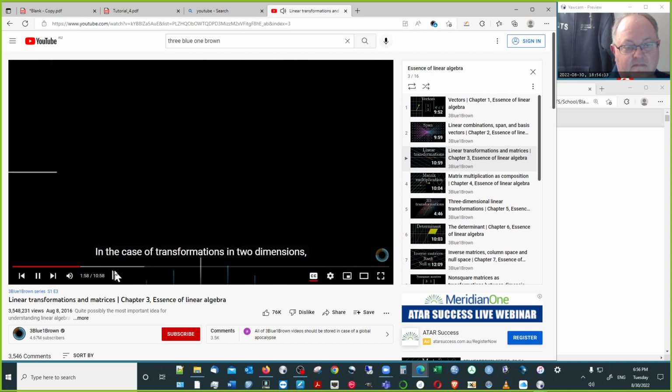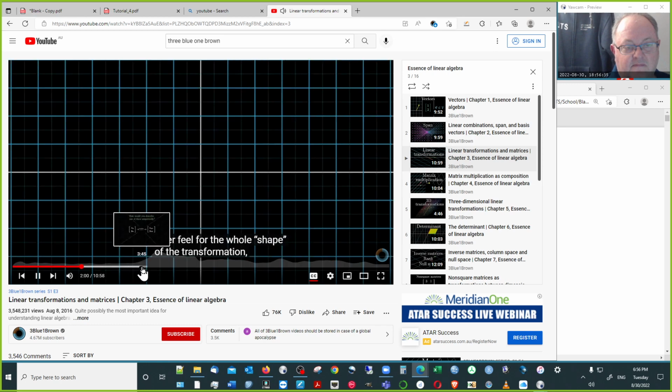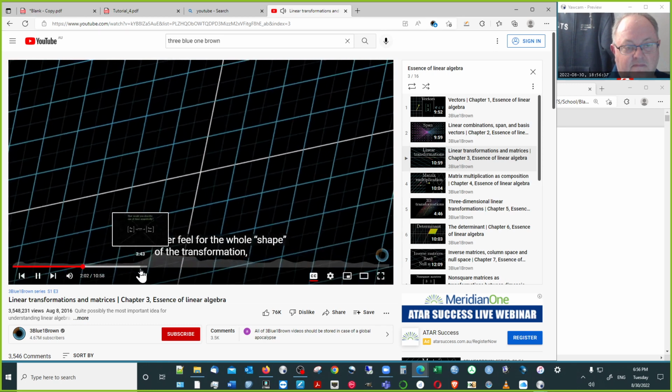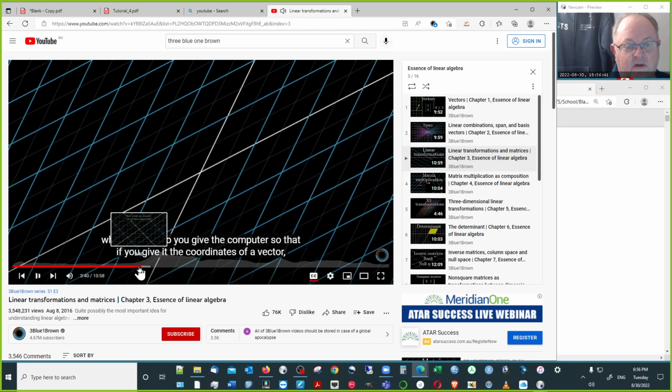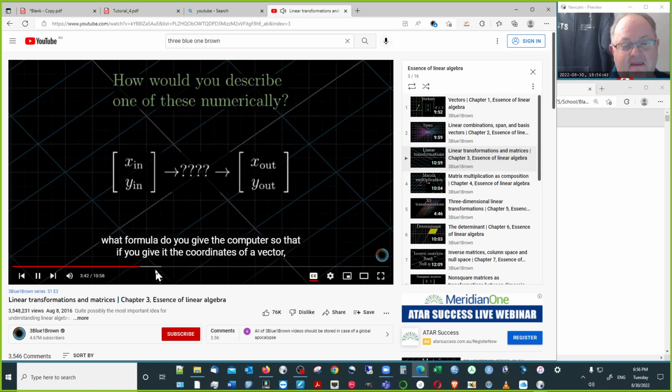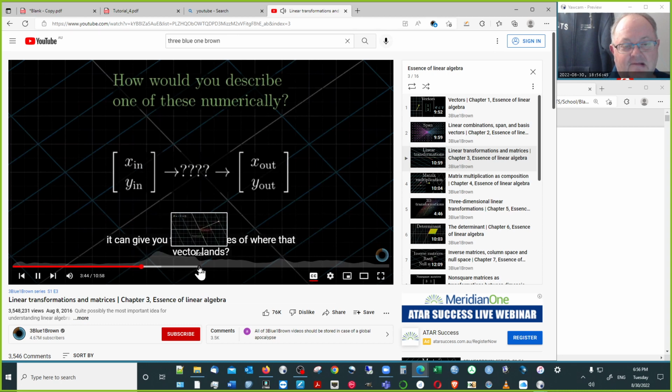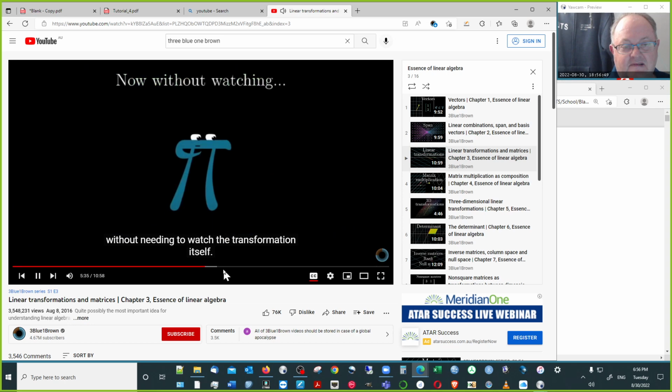In the case of transformations in 2 dimensions, to get a better feel for the whole shape of the transformation, I like to do this with all of the points on an infinite grid. I'm going to drop you this GIF off the computer now, so that if you give it the coordinates of a vector, it can give you the coordinates of where that vector lands. Watch the transformation itself.